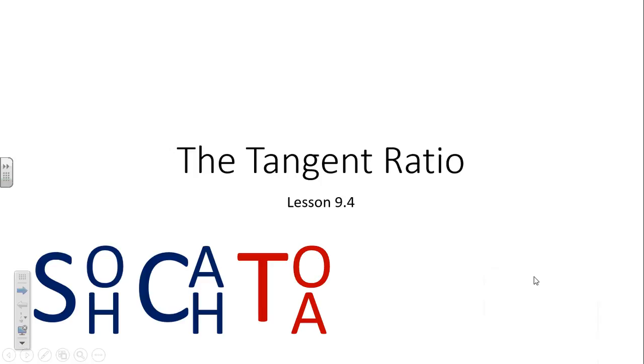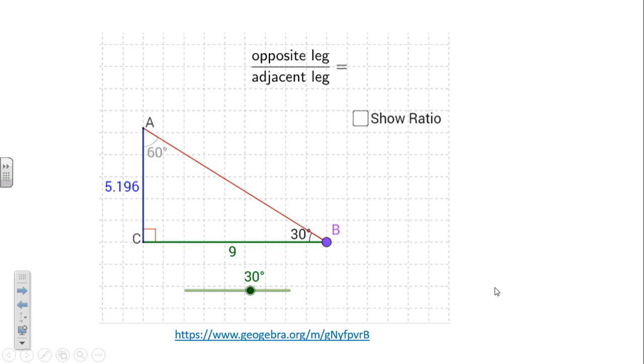The topic for today is a special ratio that is found in a right triangle. So we will be talking about the TOA of the mnemonic SOHCAHTOA that we'll be discussing for a few days. So first of all, we're going to start by going to a real quick GeoGebra exploration.